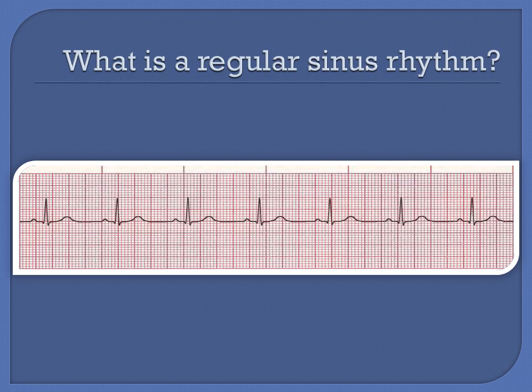On the screen there is a 6-second rhythm strip. We will use this strip throughout this presentation and we'll see if this one is an abnormal ECG rhythm or a normal one.